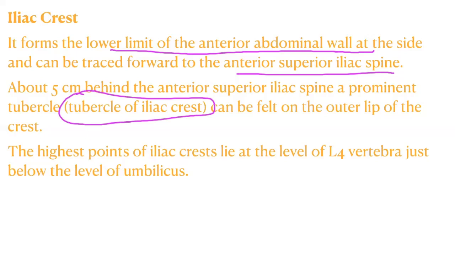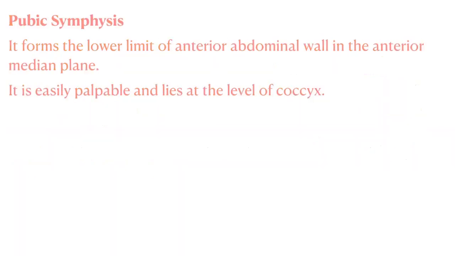You already know this. The highest point of the iliac crest lies at the level of L4, just below the level of the umbilicus. So the umbilicus is at the level of L2, L3, L4, okay? Between the intervertebral disc of L3 and L4. So the tubercle of the iliac crest lies just below the level of the umbilicus.